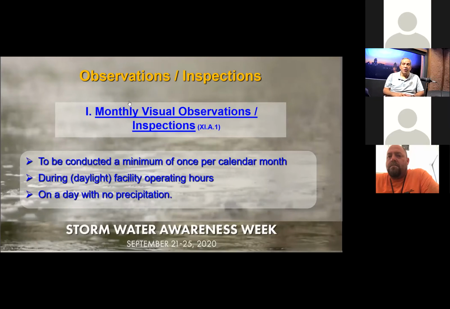So for my good friends that are further up in the higher elevations, precipitation is the word we use because sometimes you have snow or sleet or other things. But for the people in the valley here, like in Lodi, basically we have rain. So monthly inspections, that's why we refer to them as dry weather inspections. And it can be done during daylight business hours, and it has to be done on a day without precipitation or without rain. And you have to do them at least once a month.